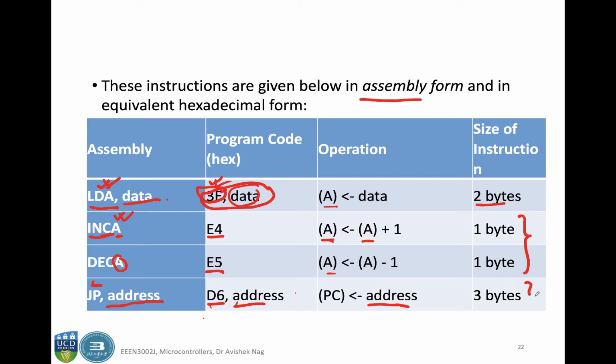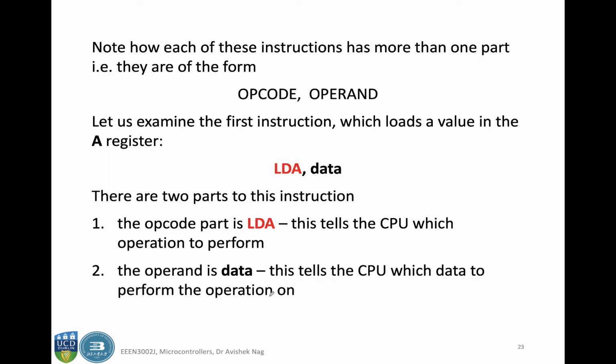And then this is a 3 byte instruction because D6, which is the hex equivalent of the jump, is 1 byte, and the address where it will be jumping is 2 bytes. Okay, so that's why it's a 3 byte instruction. So now you note that each of the instructions has more than one part, and they are of the form opcode and operand. So in case of your load A, this is the opcode and this is the operand. The data on which you are executing this instruction is your operand.